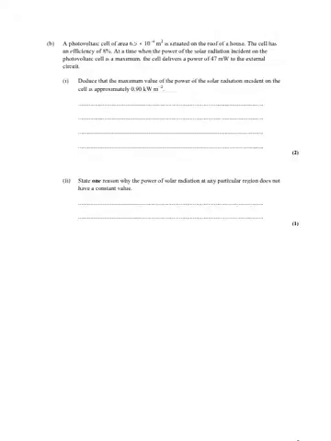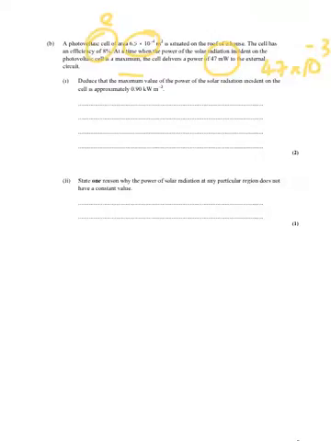Okay, so solar power question. We have a cell of area 6.5 times 10 to the minus 4. It's situated on the roof of a house. The cell has an efficiency of 8%. So that's your efficiency. And at a time when the power of the solar radiation is at a maximum, the cell delivers 47 milliwatts. So that's times 10 to the minus 3 to the external circuit. So deduce the maximum value of the power of the solar radiation incident on the cell.